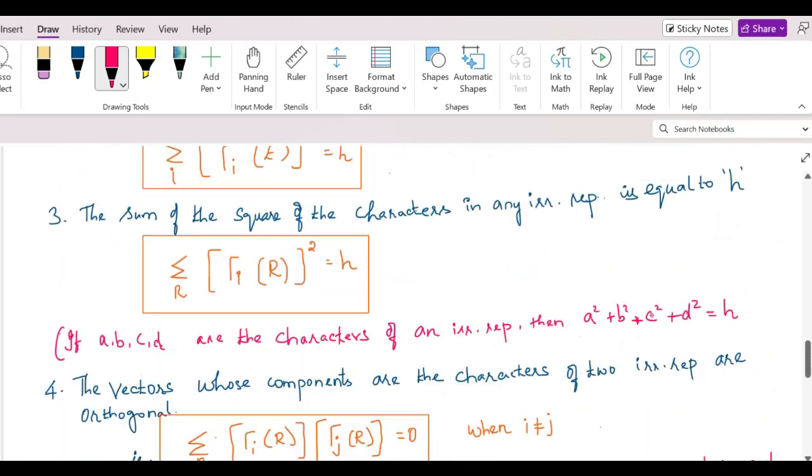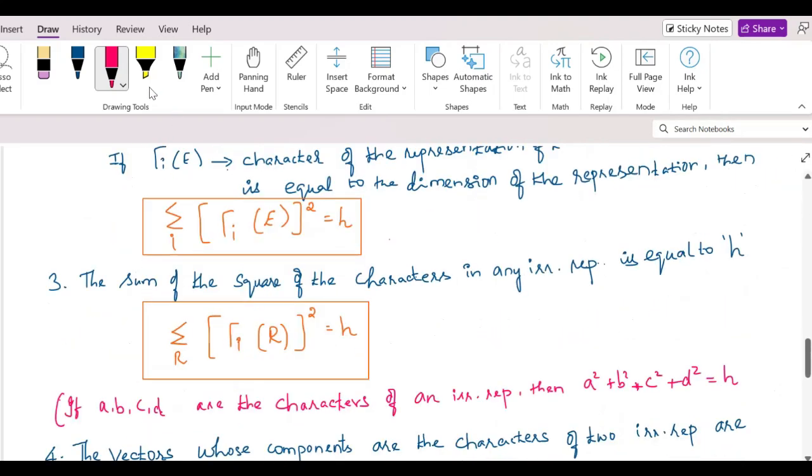So what is the third rule? The sum of the squares of the characters in any irreducible representation is equal to H. Again, I am repeating, the sum of the squares of the characters in any irreducible representation is equal to H. Say for example, if A, B, C, D are the characters of any irreducible representation, then the sum of the squares of those characters should be equivalent to H.